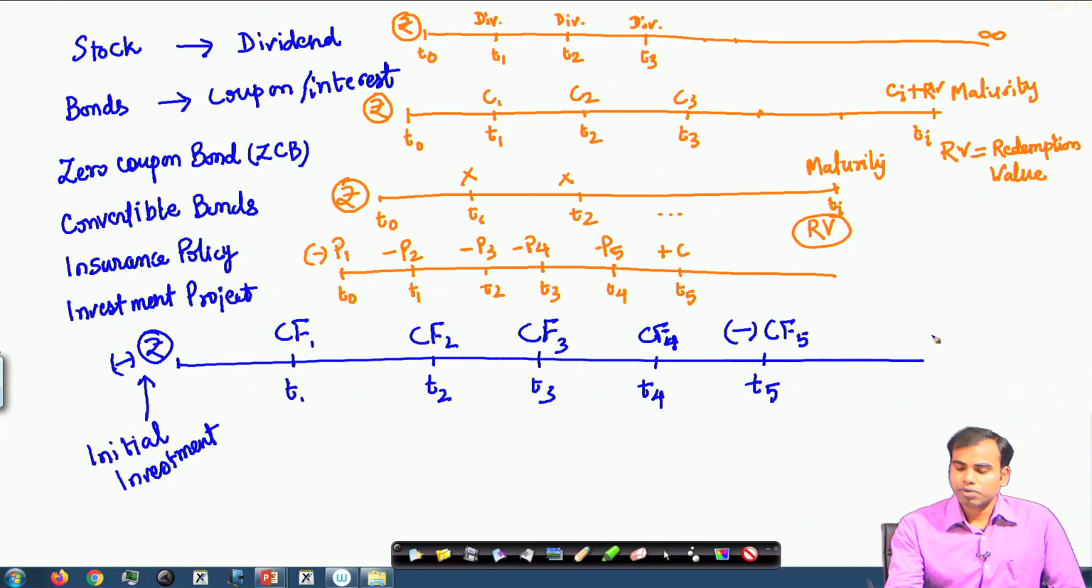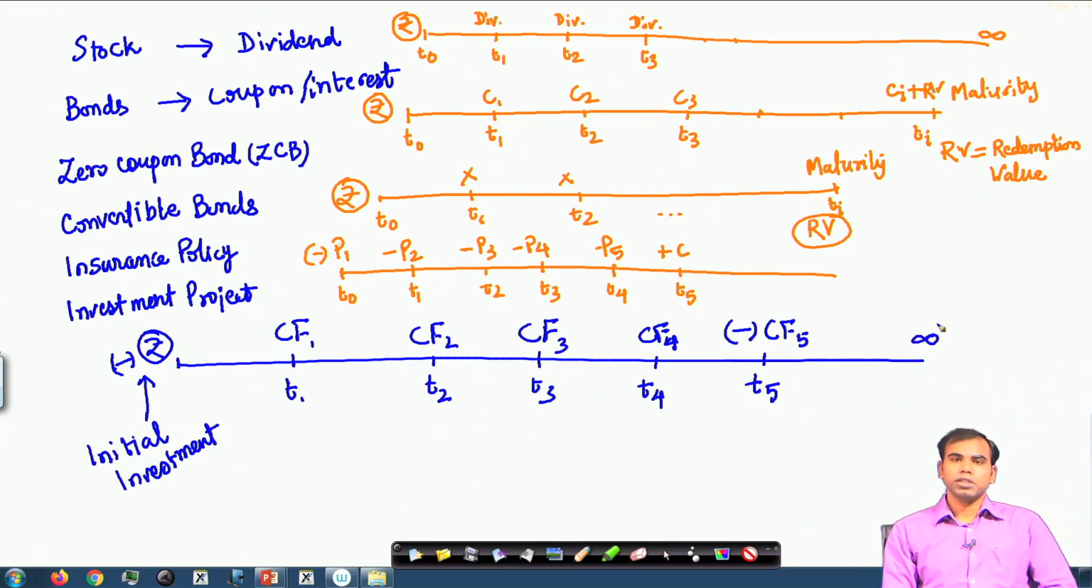This might also have some period. So, if we can say that it is going to be for an infinite period, it could be defined as such, and this is what a typical flow of cash might look like with respect to different types of financial securities.